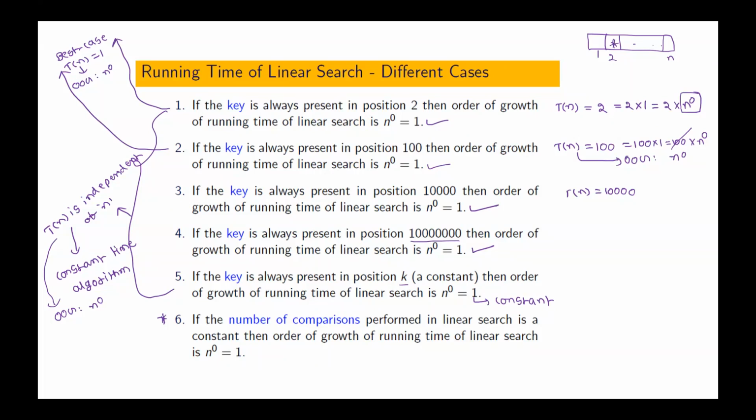Is that okay? So best case means not only the first position; even if we are told it is always in the second position, that is also the best case asymptotically. The exact number of comparisons is different. There it is 1, here it is 2, but asymptotically it is the same as the best case running time.